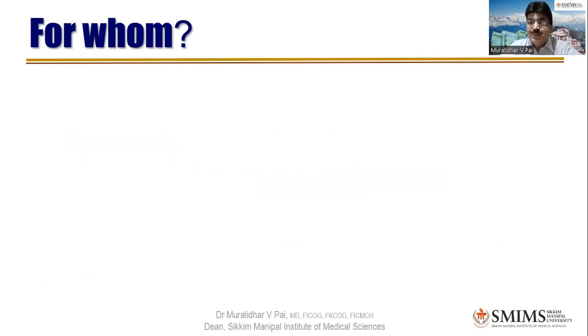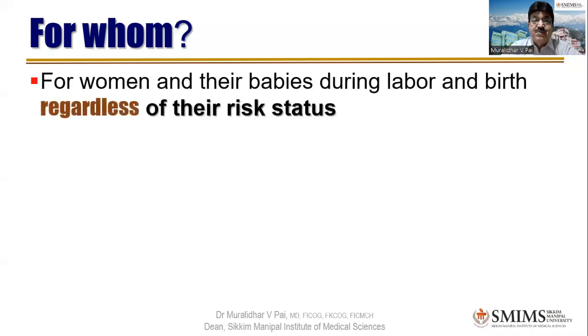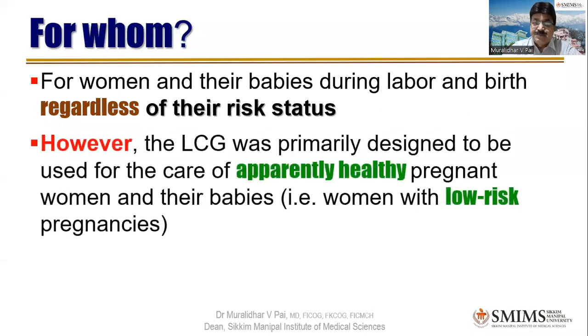It's for whom? Already it's been told in one way, it's going to be told in another way. For women and their babies during labor and birth, regardless of their risk status. Earlier we said regardless of the setting, that is third world country or first world country, and the level, that is primary, secondary, and tertiary care. Now I'm talking about regardless of their risk status, whether they're low risk women or high risk women, in both you can use this labor care guide.